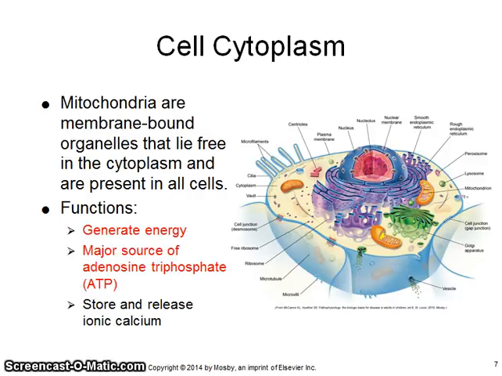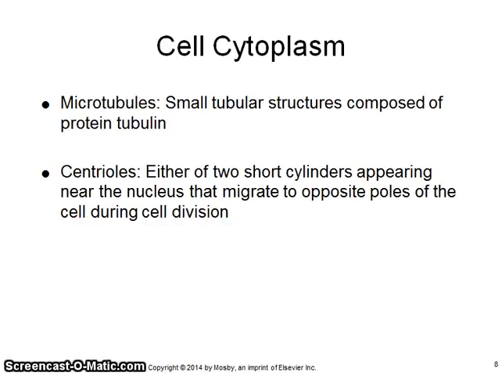The mitochondria are a major source of adenosine triphosphate, or ATP. Therefore, they are the site of many metabolic reactions. They generate energy and are a major source of ATP.